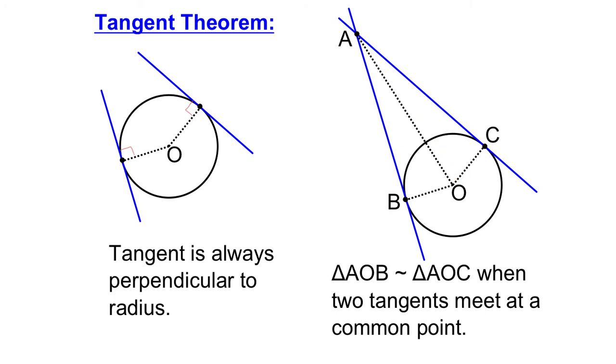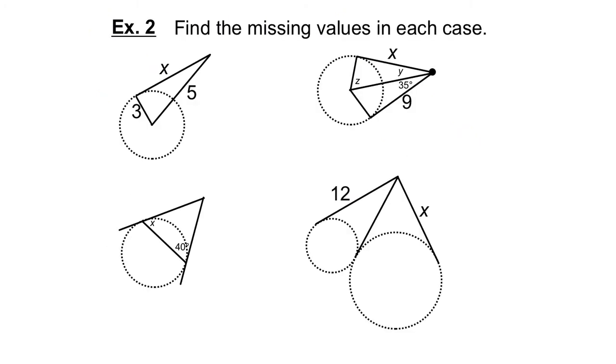So what does that mean? Well, similar means that the angles are the same. So this angle in here equals this angle in here. This angle, angle B, is equal to angle C. And this angle up here and this angle in here are both the same. And again, we can use these ideas of the tangent theorem when we solve certain geometry problems with circles.